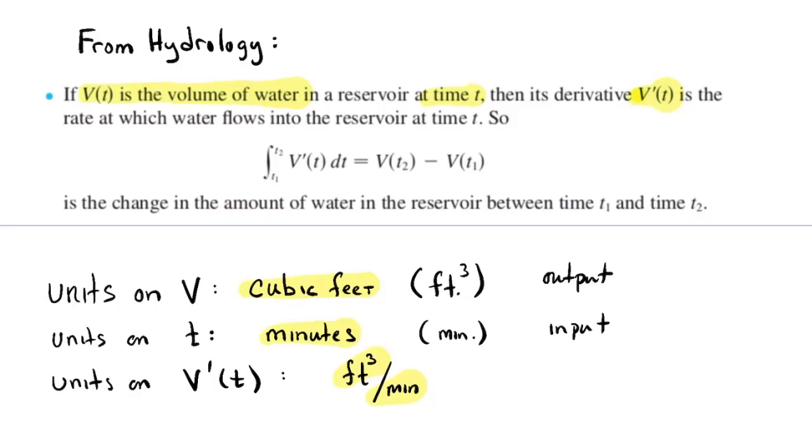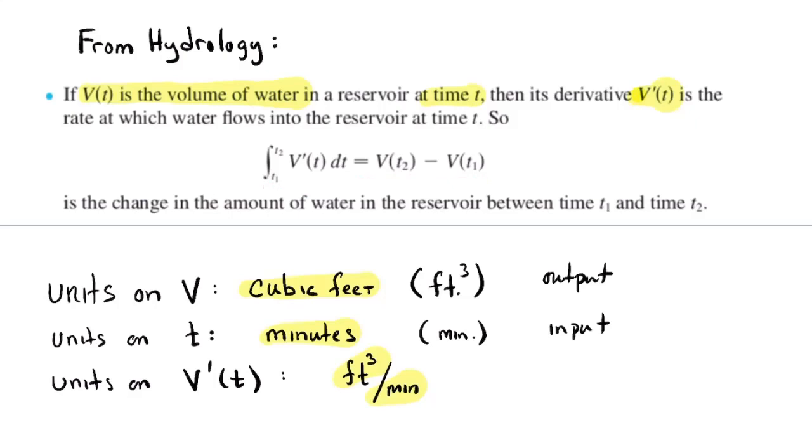So how do we interpret this integral here? The integral of V prime of t is V of t2 minus V of t1, where we integrate from t1 to t2. Well, the author is telling us the integral of that rate of change is just the net change in the amount of water in the reservoir.